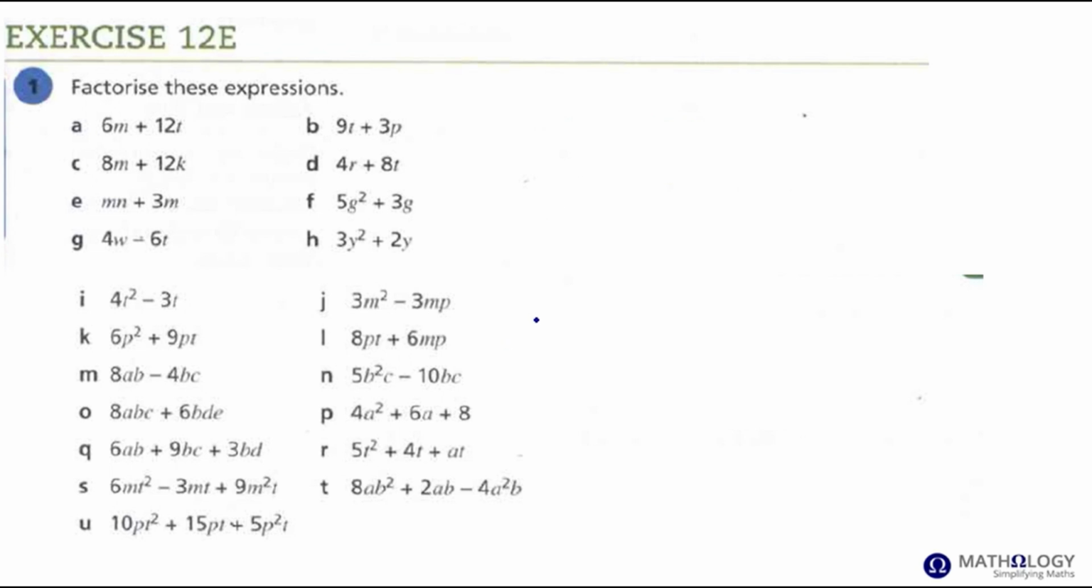The rest of the exercise should be pretty straightforward. I'm just going to skip through to P, which is the first question that has got three terms. It doesn't make a difference how many terms you have. You just need to remember that when finding the highest common factor of an algebraic expression, every single term needs to contain that highest common factor. So we have 4a squared plus 6a plus 8.